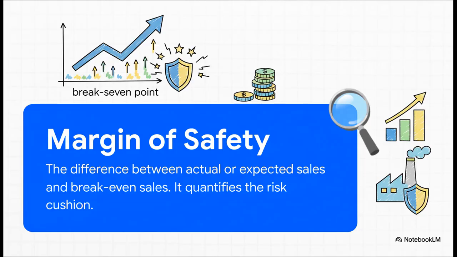A closely related and very important concept is the margin of safety. This metric quantifies risk. It is the excess of budgeted or actual sales revenue over the break-even sales revenue. Essentially, it tells management how much sales can decline before the company begins to operate at a loss. In our example, if the company expects to sell 1,500 units, its margin of safety is 500 units, the difference between the expected sales and the break-even point of 1,000 units.